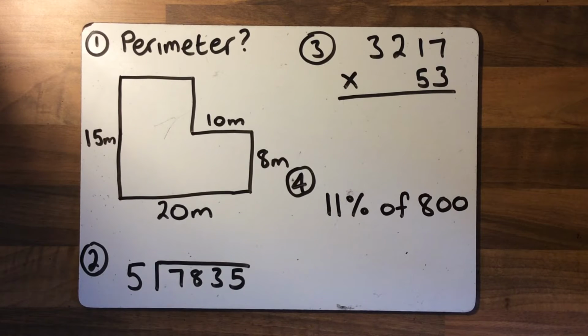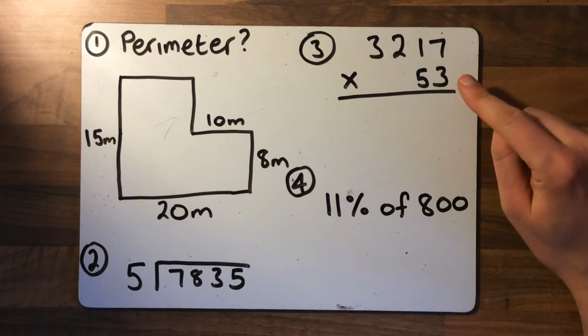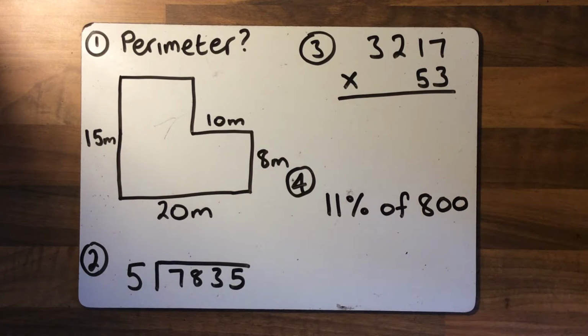You've got 4 questions here. You've got a perimeter question here, what we're doing this week. Then we've got a division question down here, a multiplication and a percentage question, similar to what we were doing last week. So you might want to pause the video there whilst you work out these 4 questions, and then I will tell you how they should have been solved.